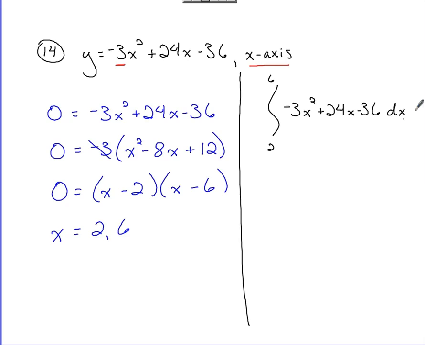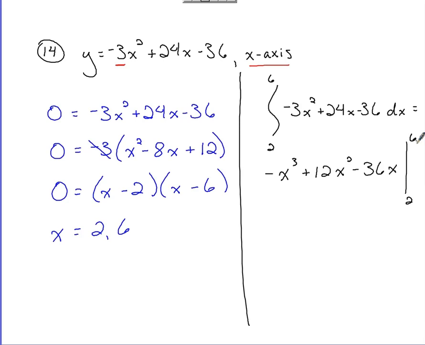So this one's set up and ready to go. Taking your antiderivative here for negative 3x squared, we know we're adding 1 to that power. We get x cubed. We know that reciprocal is getting multiplied to the negative 3 in front, meaning all that's left is a negative 1. Plus, got x to the first here, so that's x to the second. 1/2 gets multiplied to the 24, making that 12. Minus 36x. Interval we're working on, 2 to 6.